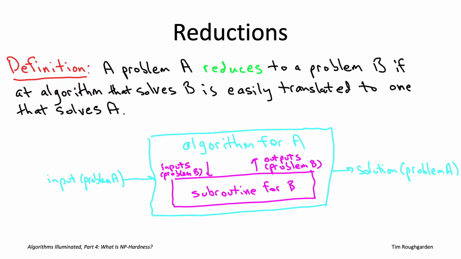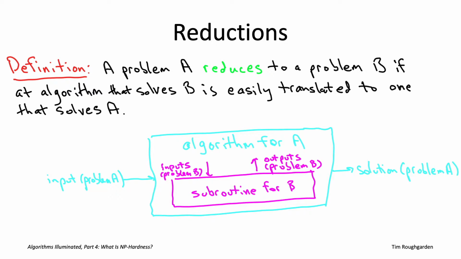And the question then is, can you build on that to design this light blue box, something responsible for solving problem A? It's going to be given an input of A. It can query the subroutine or invoke the subroutine for B whenever it wants, to solve instances of problem B. And using the solutions from the magenta box, along with any additional work that it did outside of its subroutine calls, at the end of the day, the light blue box should output the correct solution to the instance of problem A that it was given in the first place.